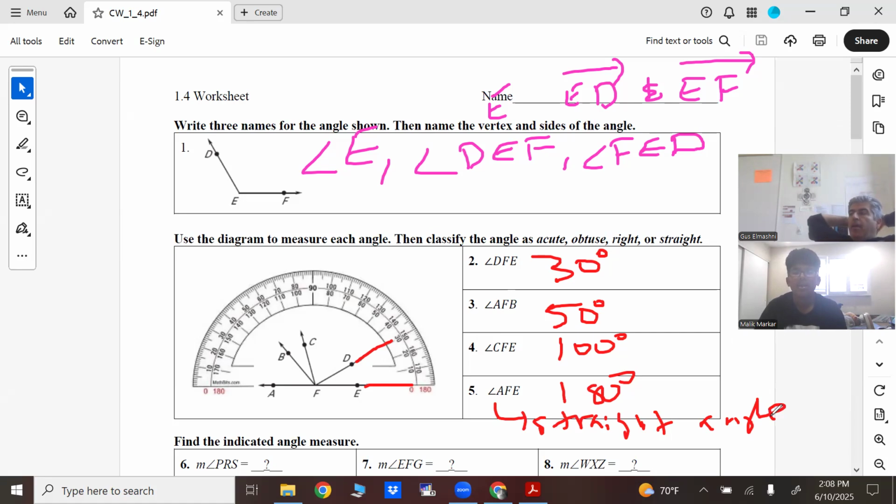Because it's straight. If it's less than 90, we call it acute. I'm not sure you've heard that before. And then obtuse. Obtuse is more than 90. So you know that.